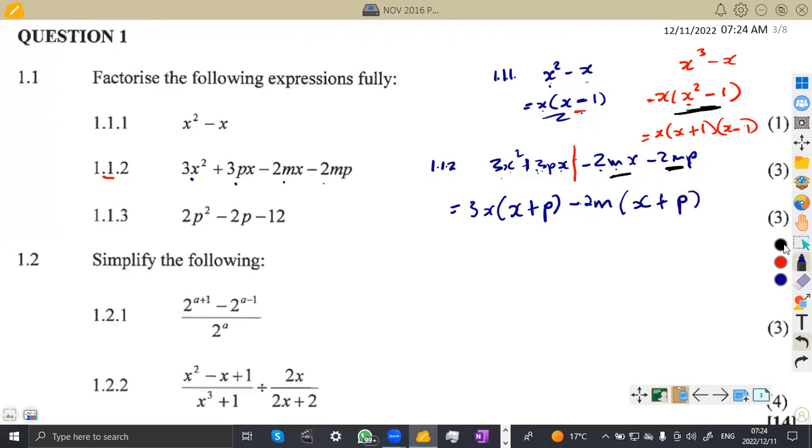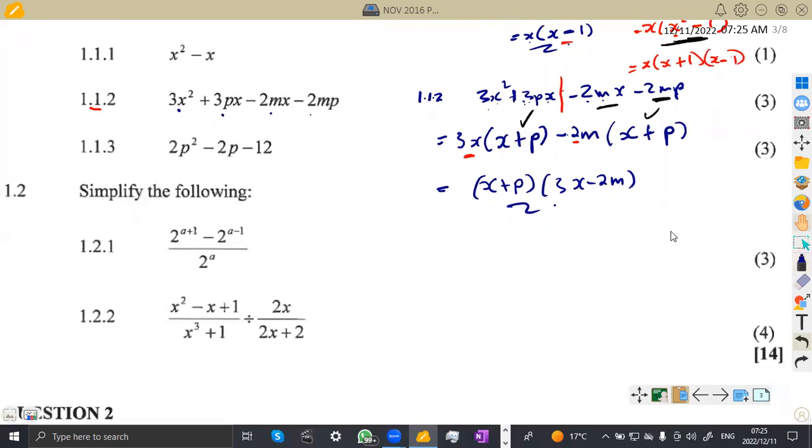So as we can see, these 2 brackets are the same. And we know that if these 2 brackets are the same, what you do is to factor out that common bracket, that is x plus p. Then you remain on this side with 3x and minus 2m. So you're going to remain with 3x minus 2m. All right, that is the answer that you're going to have.